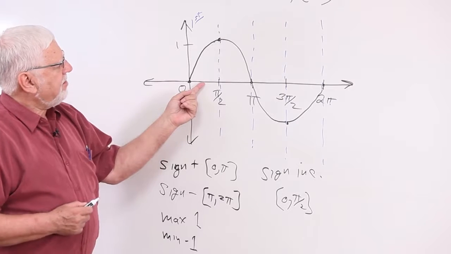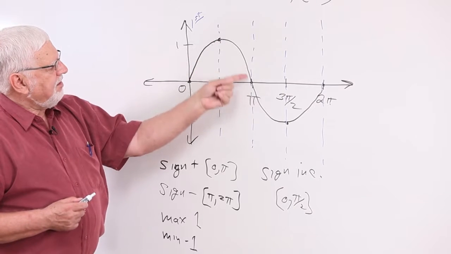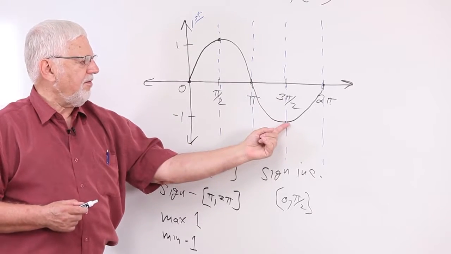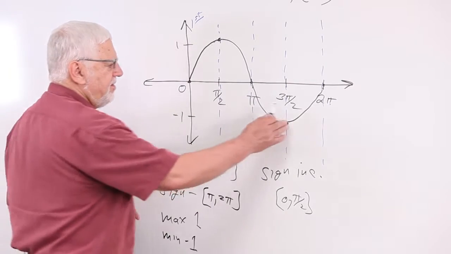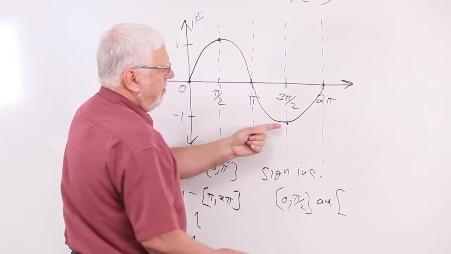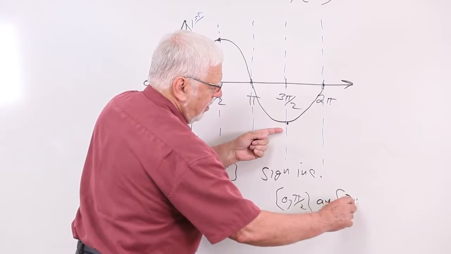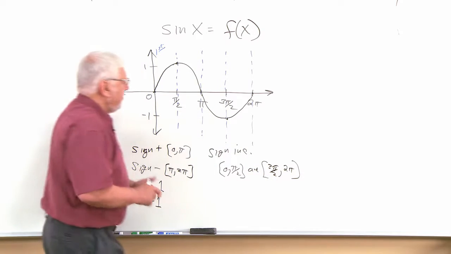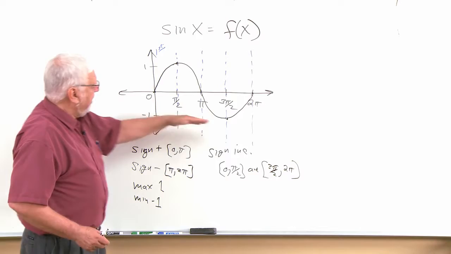And then where else? Well, it's decreasing here. It's positive, but it's decreasing, getting smaller values. And so then it's increasing also in 3 pi over 2 to 2 pi. So you can see where it's increasing.